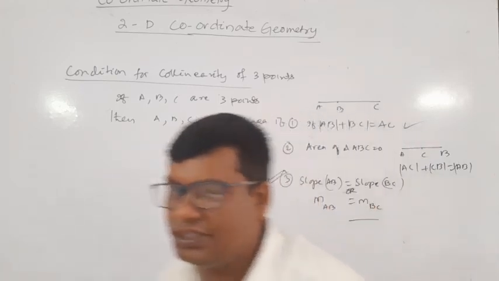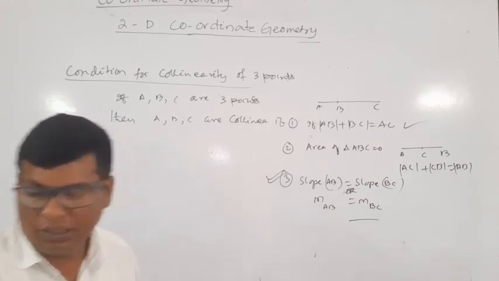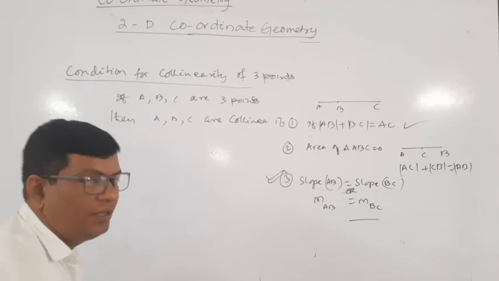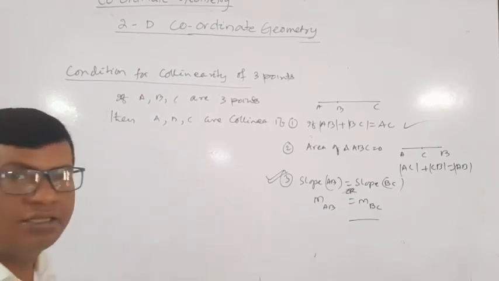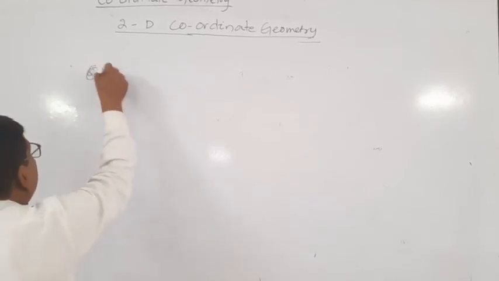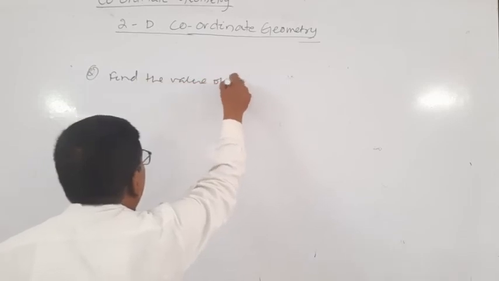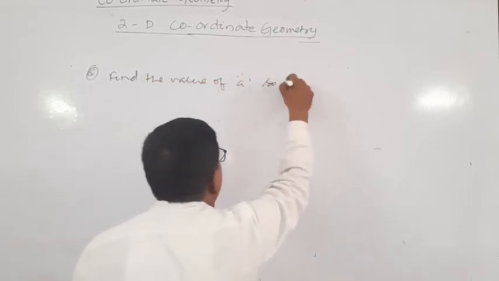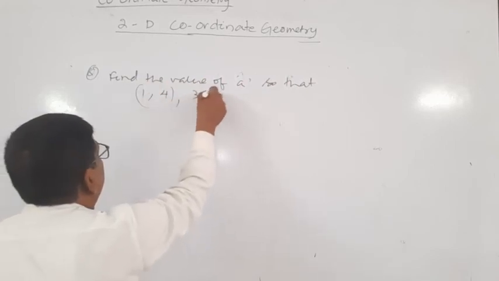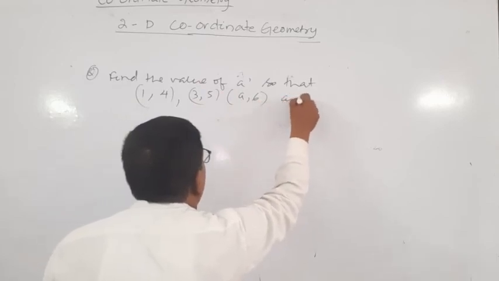Now this is the condition for 3 points to be collinear. Now one question: find the value of A so that the points (1, 4), (3, 5), and (A, 6) are collinear.